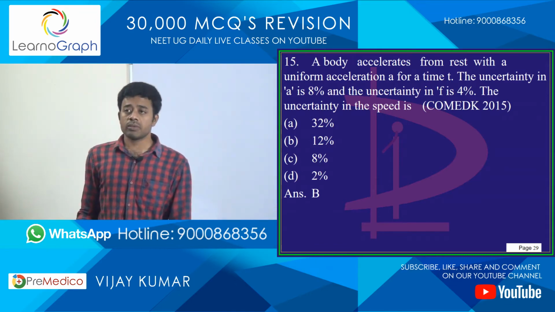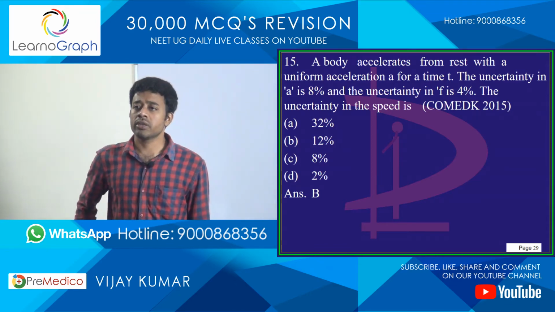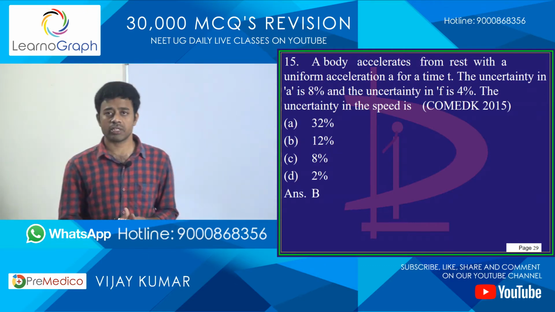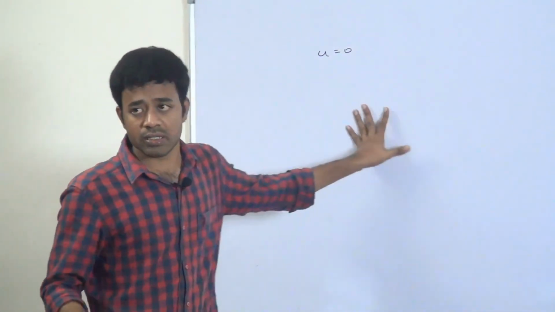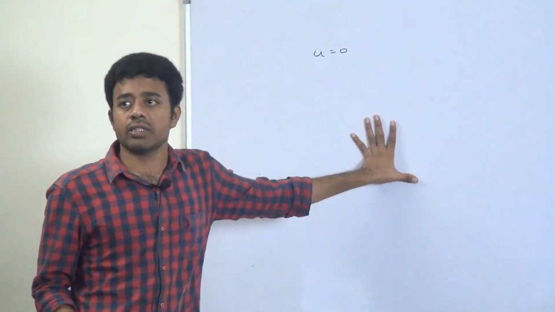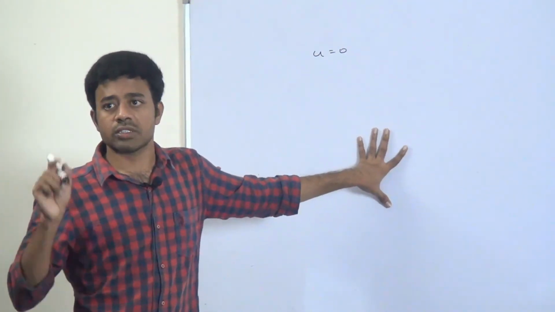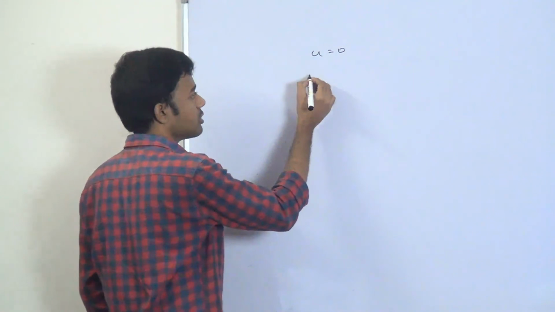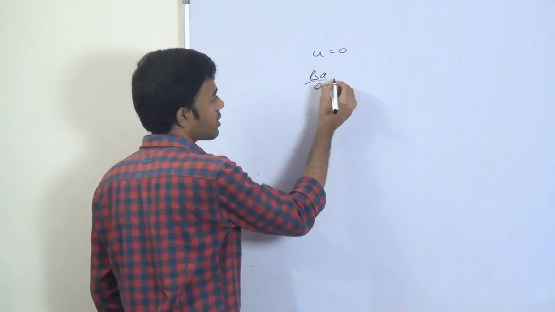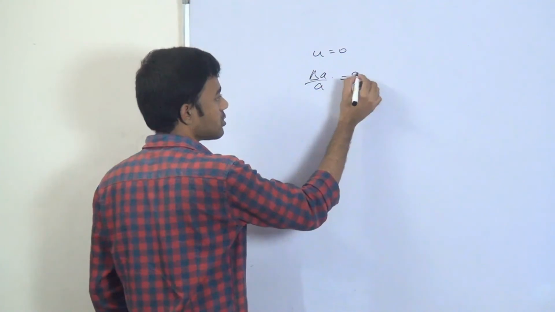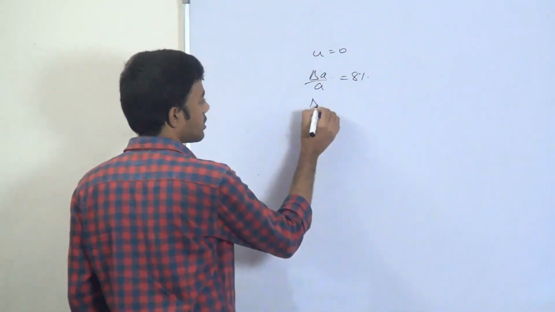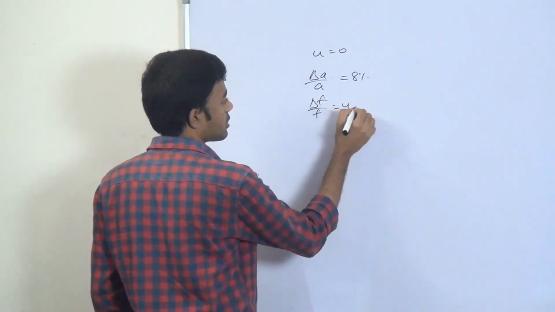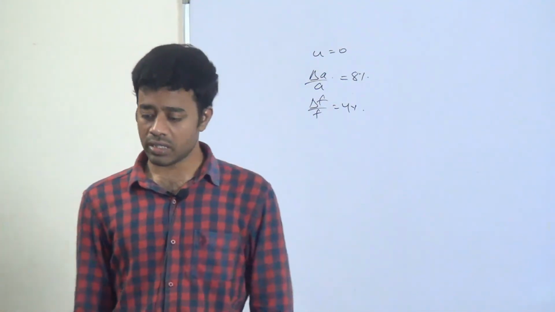If you look at this problem, the body accelerates from rest with a uniform acceleration. Starting from rest means the starting velocity u is 0, and then it moves with uniform acceleration. The uncertainty in acceleration is 8%, that means the error in the acceleration is 8%. And the uncertainty in frequency is 4%. Then he is asking for the uncertainty in speed.